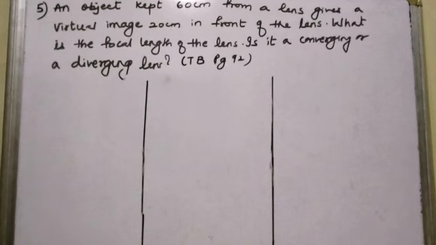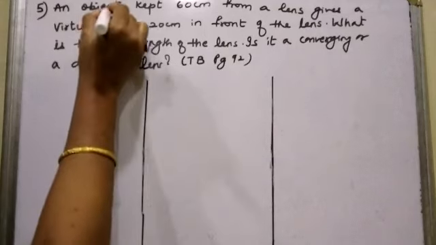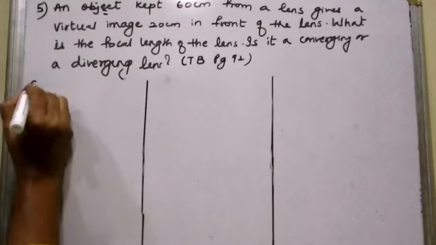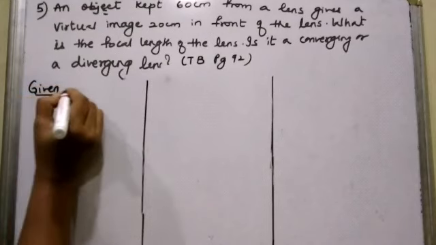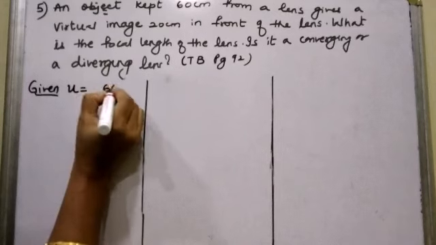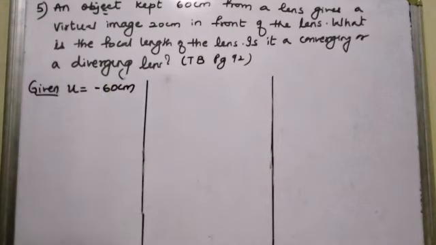Question number 5. This is a textual question. An object is kept at a distance of 60 centimeters from a lens. That means the object distance is 60 centimeters. As the object is kept on the left hand side of the lens, by default u is equal to minus 60. The object gives a virtual image.